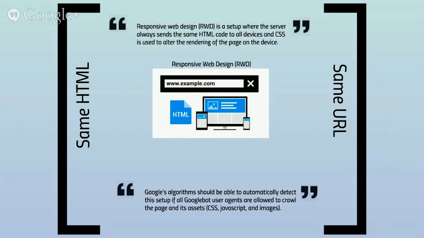It's that Google's algorithms should be able to automatically detect the setup if the Googlebot user agents are allowed to crawl the pages. So we'll talk about this a little bit later in the common problems, but that's a big if. You gotta make sure that the Googlebot is allowed, and that the robots.txt file isn't preventing them somehow, or somehow there isn't some sort of a conflict with some of the HTML that you're using, or Flash, or whatever different type of code.